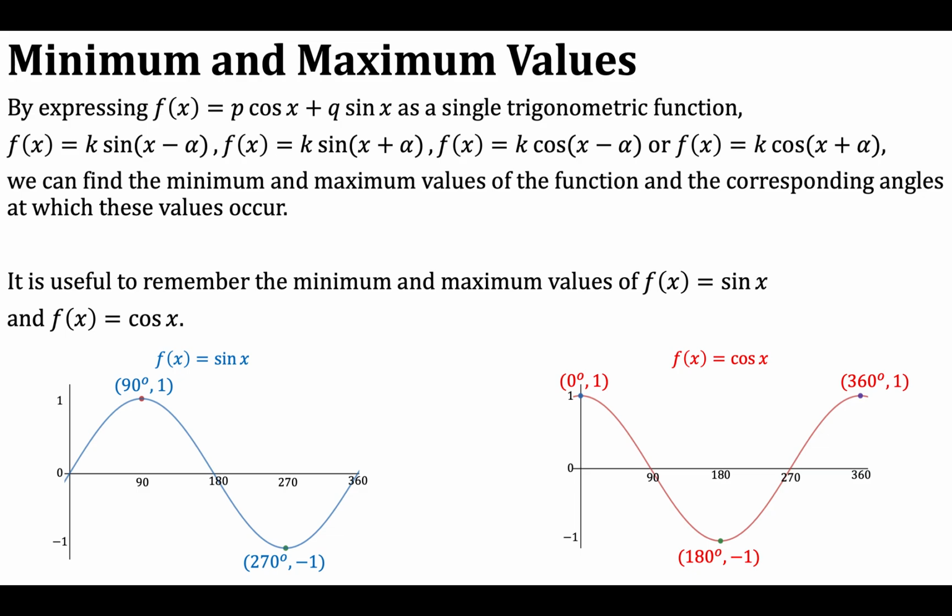Now we could also look at these graphs in radians as well. So for sin x, the equivalent maximum value for radians is pi over 2, 1, and the minimum value 3 pi over 2, negative 1. And for f of x equals cos x, 0, 1 and 2 pi, 1 for the maximum values, and for the minimum value we've got pi, negative 1.